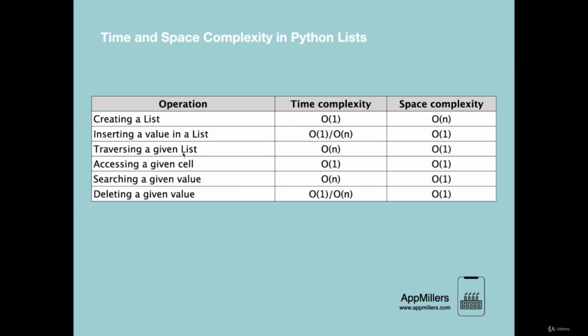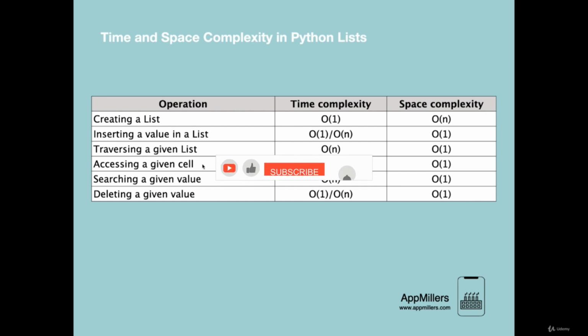Then we are going to the next operation, which is traversing a given list. Traversing a given list is O(n) time complexity because here we are visiting each element of list. This means that if you have n elements in the list, then we have to traverse n steps through the list. So this will take O(n) time complexity. Here again, space complexity is O(1) because an additional space is not required to do these steps.